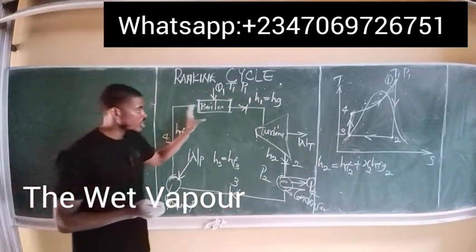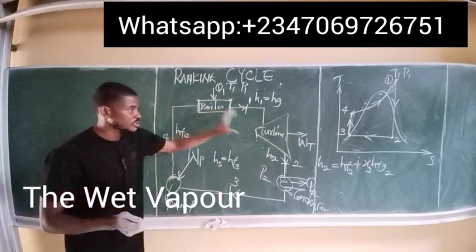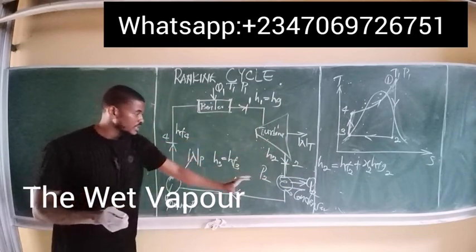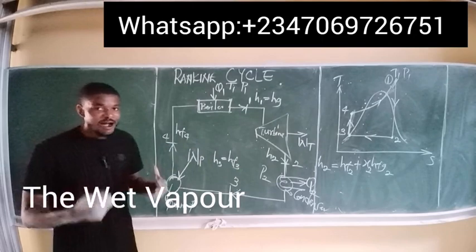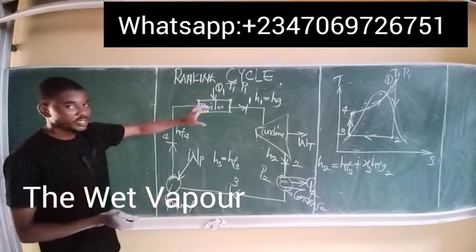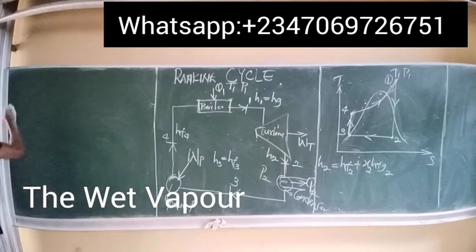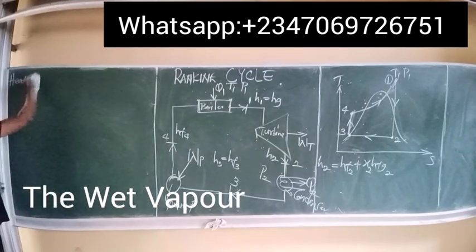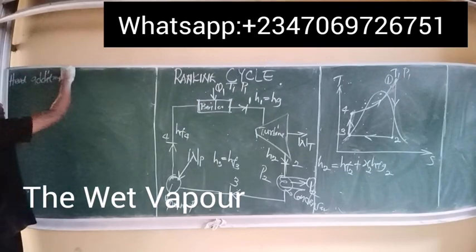So these are the enthalpies of each of the stages: the turbine, the boiler, the condenser, and then the pump work. Now, how do you obtain your formulas? First is the heat addition in the boiler. So let's get down now. Heat addition by boiler.